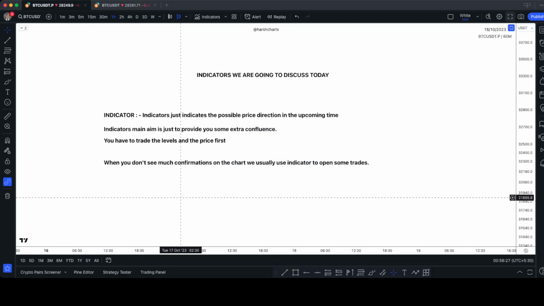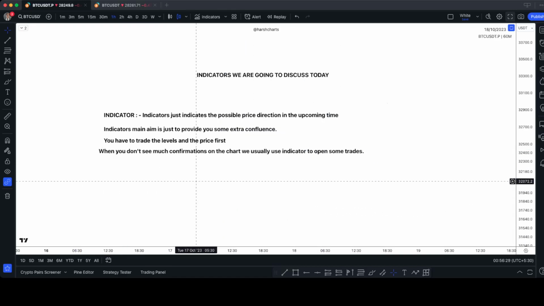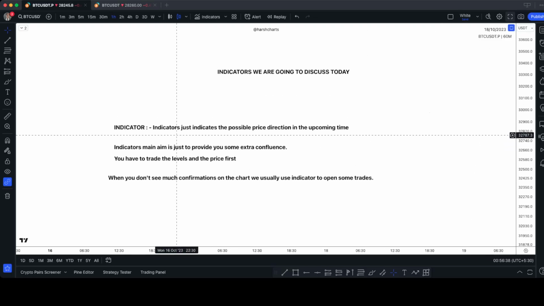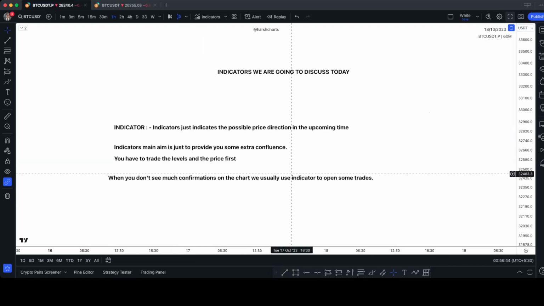So that's about the indicators, right? And that's the only rule you need to understand while trading with indicators. Just mark these four things and it's easy for you. Again, indicators just indicate the possible price action, and their main aim is to provide you confluence, and you have to trade the level and the price first. And when you don't see much confirmation on the chart, then you usually use indicators for extra confluence.